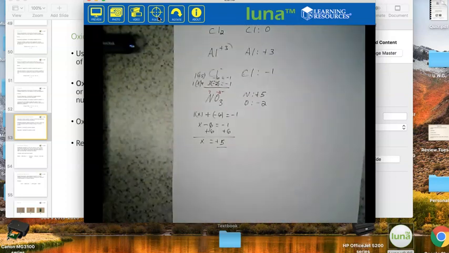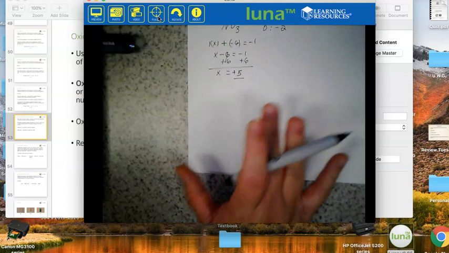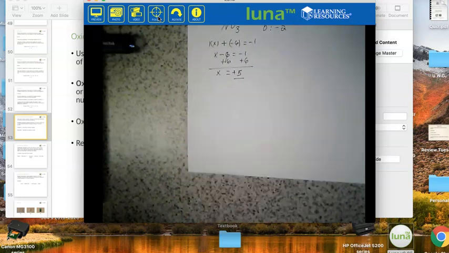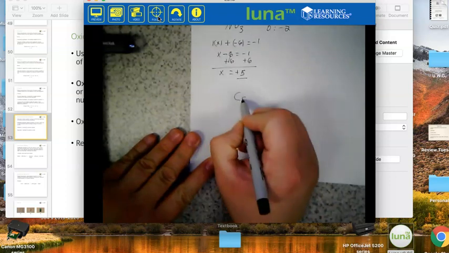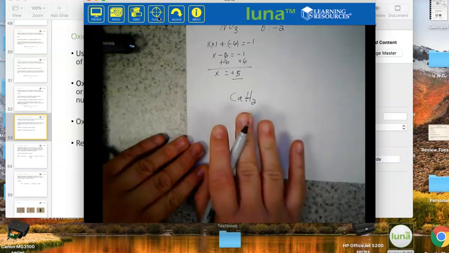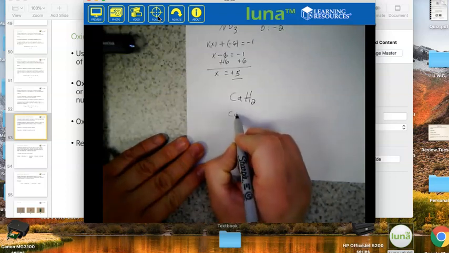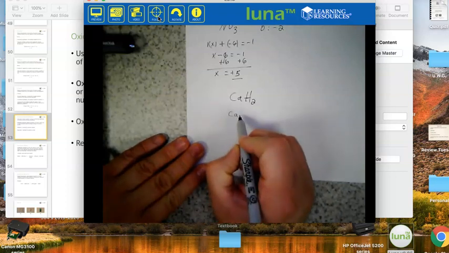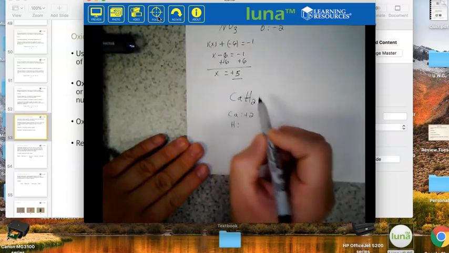Okay, so let's try another compound that has more than one element, and it's also neutral though. So this example here, calcium hydride. All right, so here we know that calcium is group 2. So this is actually an easy one because we have rules for both of these. Calcium's +2, right, because it's group 2.